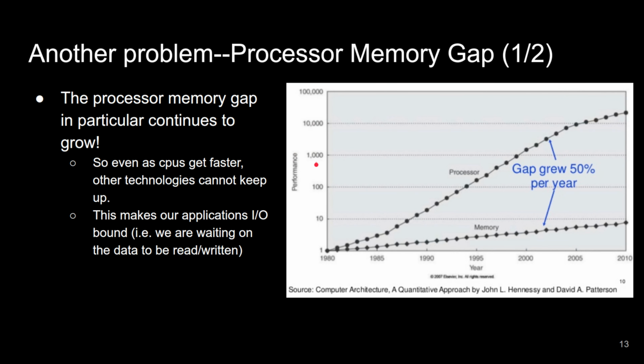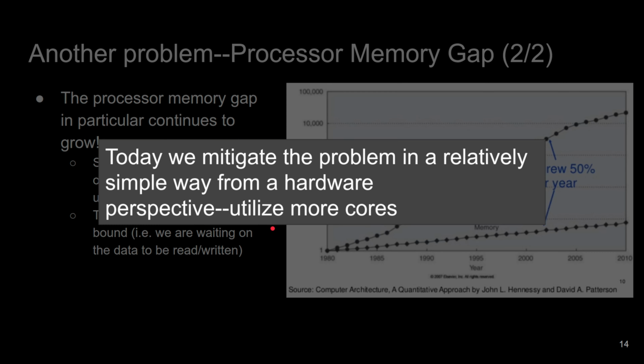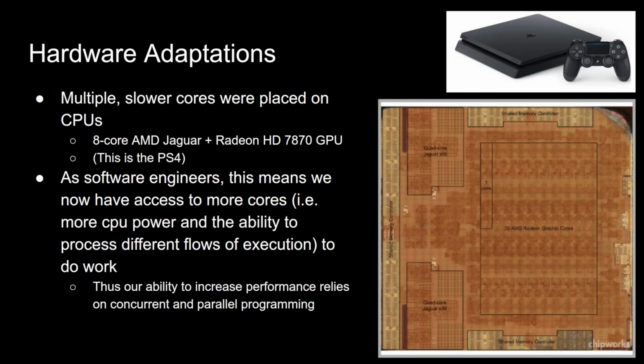Okay, so we say our applications are thus I/O bound, meaning we're often waiting, while our processors are executing, to fetch information from storage, from our hard drives, to actually do the computation. Now we try to mitigate this problem in a relatively simple way from a hardware perspective by having more cores on our machine and just splitting things up in parallel.